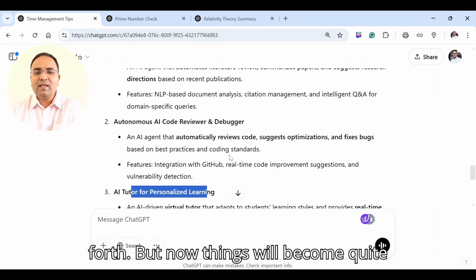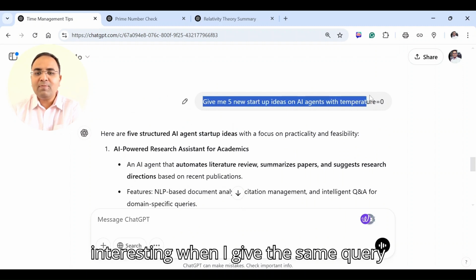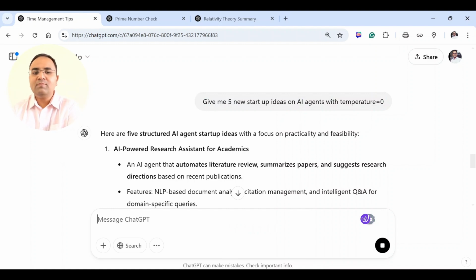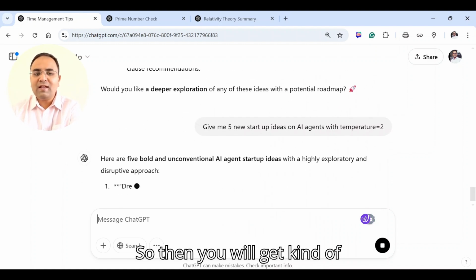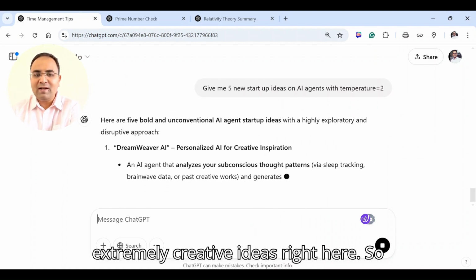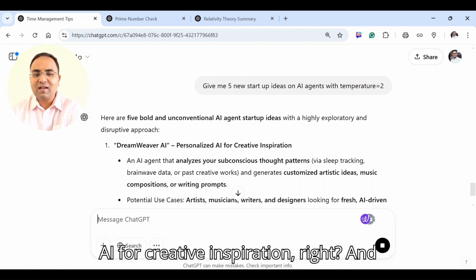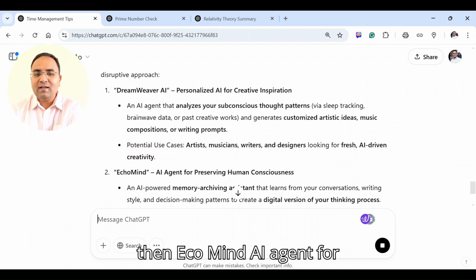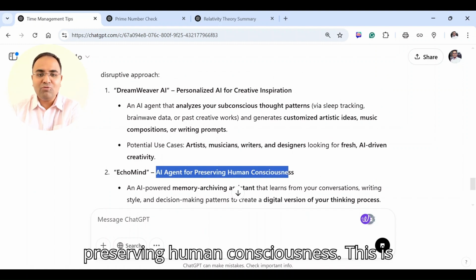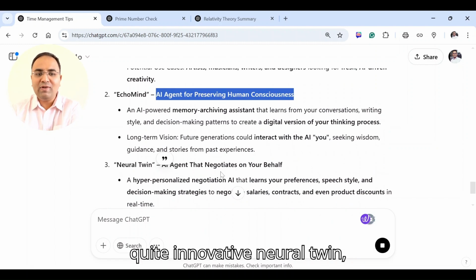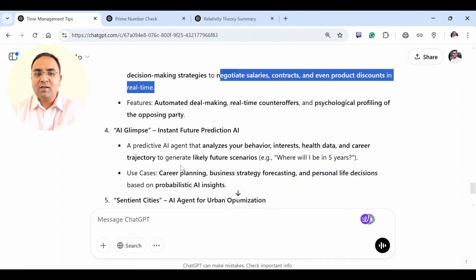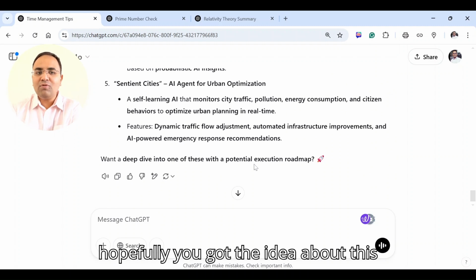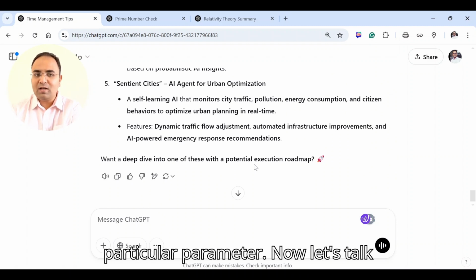But now things will become quite interesting when I give the same query with temperature equal to 2. Then you will get extremely creative ideas. You can see personalized AI for creative inspiration, and then EcoMind, an AI agent for preserving human consciousness. This is quite innovative. Neural Twin, and so on and so forth. So hopefully you got the idea about this particular parameter.